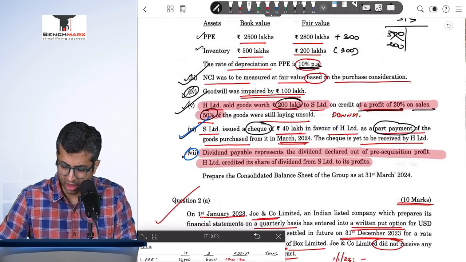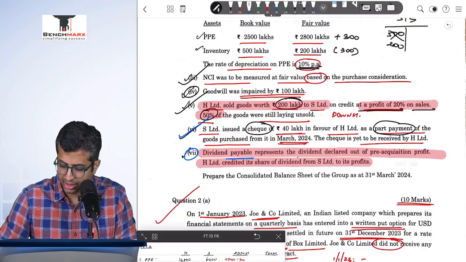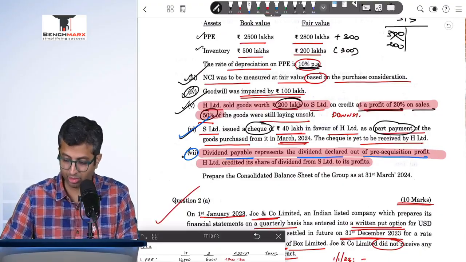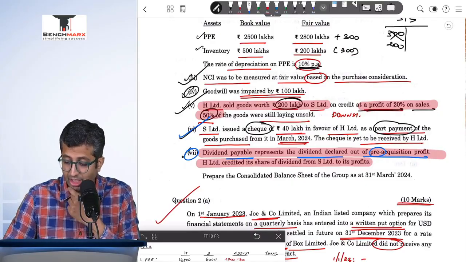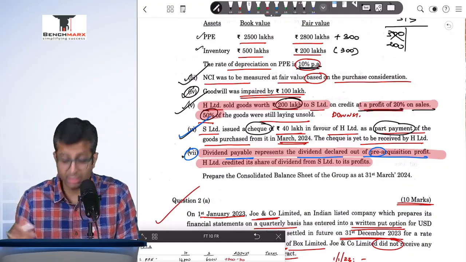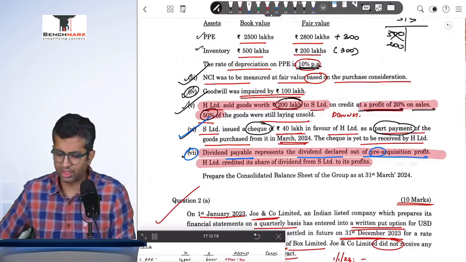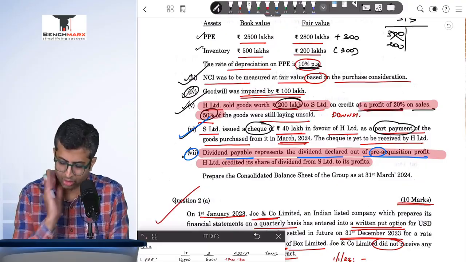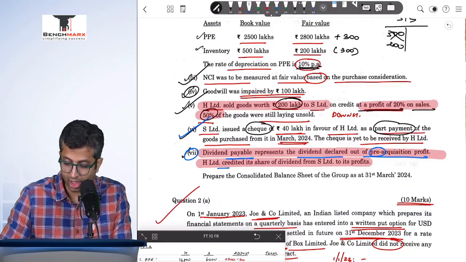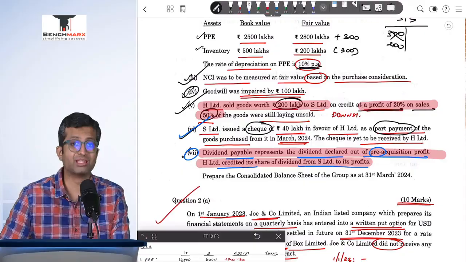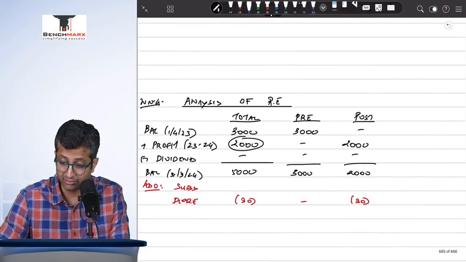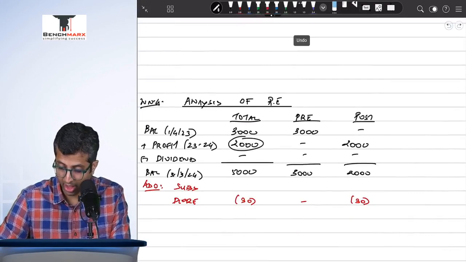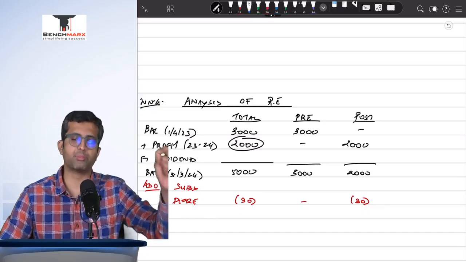And then there is the dividend point. Dividend payable represents dividend declared out of the pre-acquisition profits. Okay, so there is a dividend which is there, which we kind of missed out. We'll have to give effect to that. H credited its share of dividend from S to its profits. So when we do the analysis of reserves, there is a dividend. How much is the dividend? Well, 400. Sir, but is the entry passed? Yes, you must have in the subsidiary passed the entry.